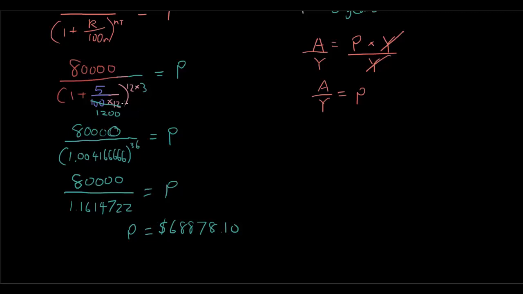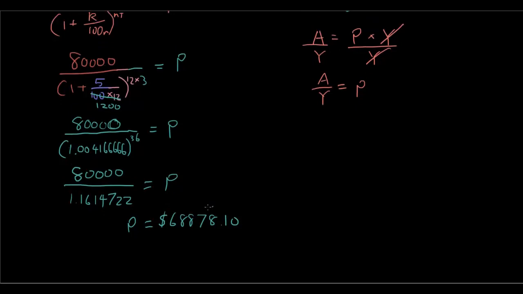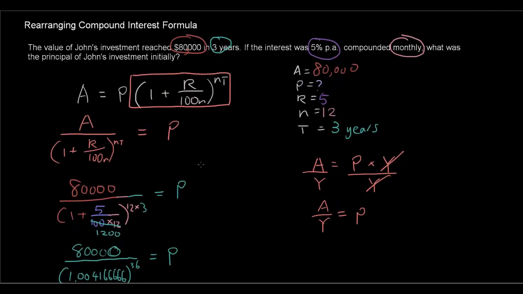Now the reason why I like to type one thing in at a time in the calculator is because when you type a whole chunk into the calculator, a lot of people do it incorrectly. So I would rather do it step by step, show all the working out. That way, even if something does go wrong, you should get some parts correct from the working out. So $68,878 initial investment to reach 80,000 in 3 years.